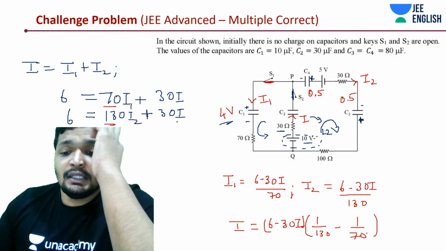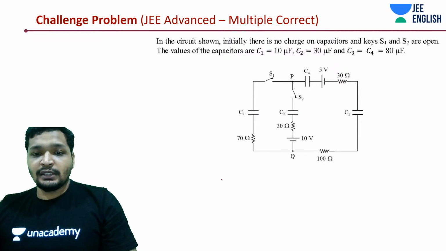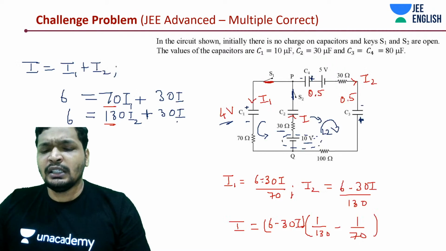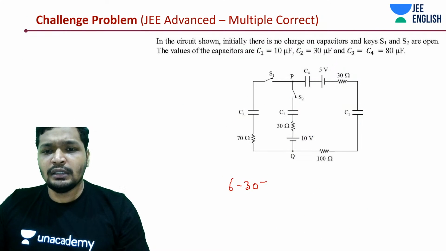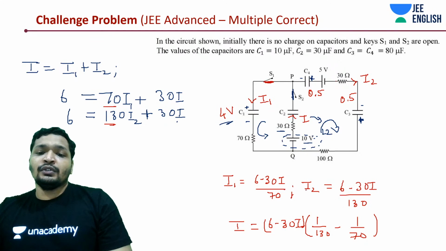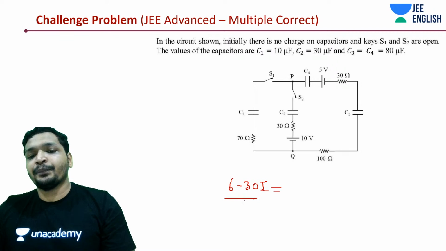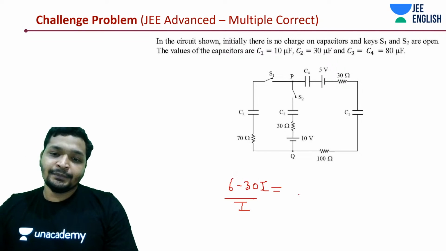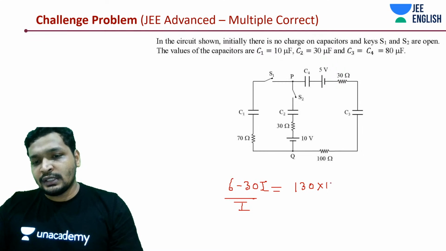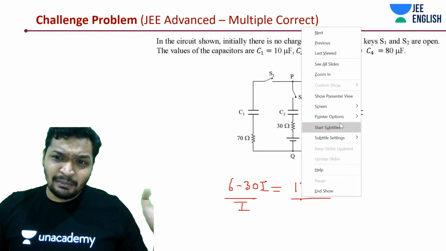Can we do some gimmicks? Yes, I believe we can. The gimmicks are going to be really simple. 60 minus 30i, it should be 30i only. We should not have confusion in that. So 60 minus 30i is equal to, divided by I, basically 130 into 70. Just simplifying. Sorry, 130 minus 70.